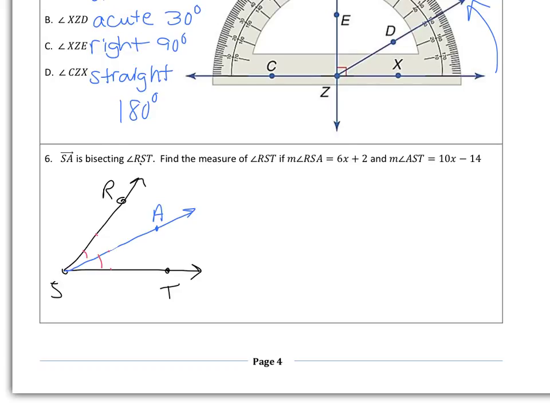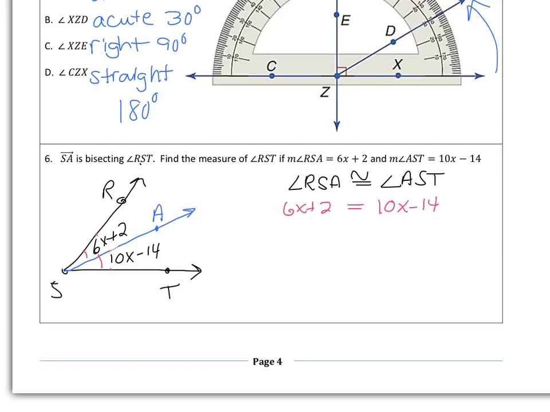Alright, so now we're told that the measure of RSA is an algebraic expression, and I'm going to write that in there. So RSA is this angle here, and it is 6x plus 2, and we're told that the measure of AST is also an algebraic expression, and it's 10x minus 14. We know that those two angles are congruent, so we would say that angle RSA is congruent to angle AST. And now we're just going to substitute. So we've got 6x plus 2 is equal to 10x minus 14.